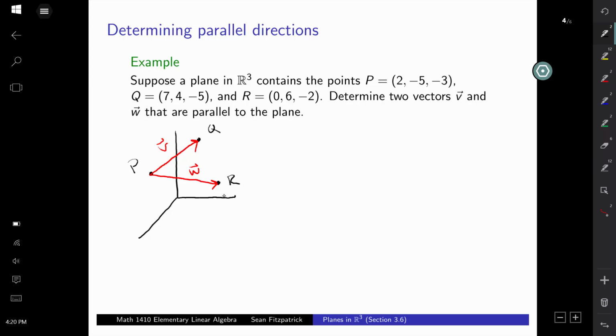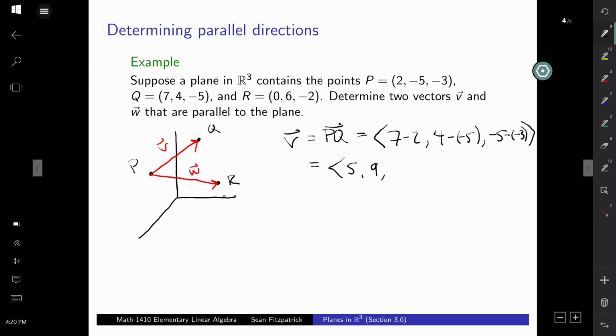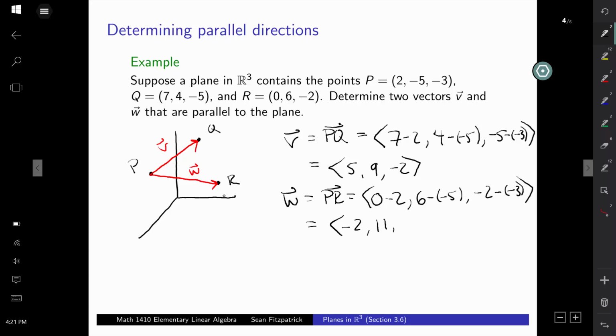Well, then we know what to do here, right? We know that v is the vector PQ, so we do our head minus tail rule. We do 7 minus 2, 4 subtract minus 5, and minus 5 subtract minus 3, and we get the vector (5, 9, -2) for v. Similarly, w, the vector from P to R: we get 0 subtract 2, 6 subtract minus 5, minus 2 subtract minus 3, and this gets us the vector (-2, 11, 1) for w.